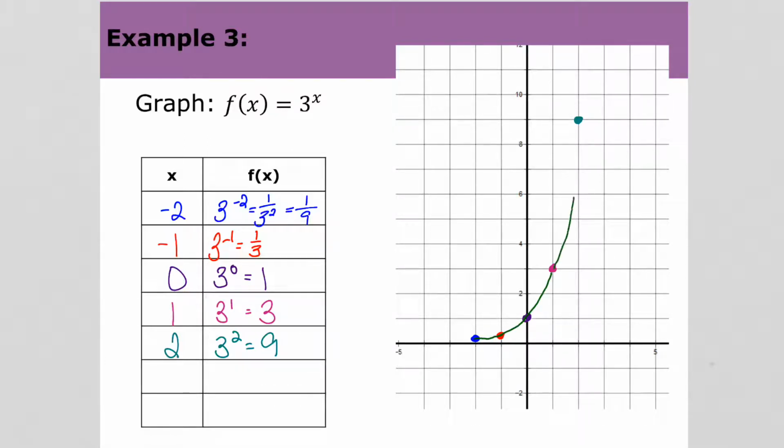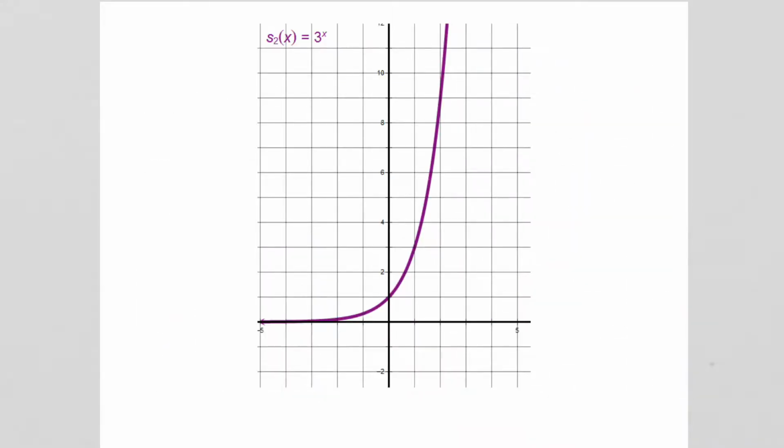It's going to keep on going up, more and more vertical, and it's going to keep going to the left, getting closer and closer to 0 as we move to -infinity. And there's a picture of it.